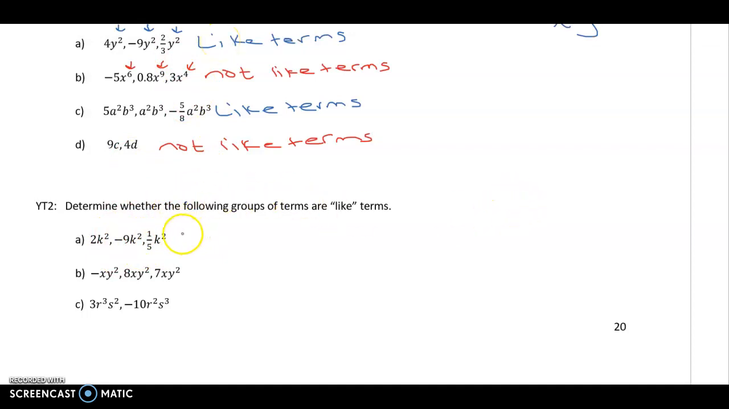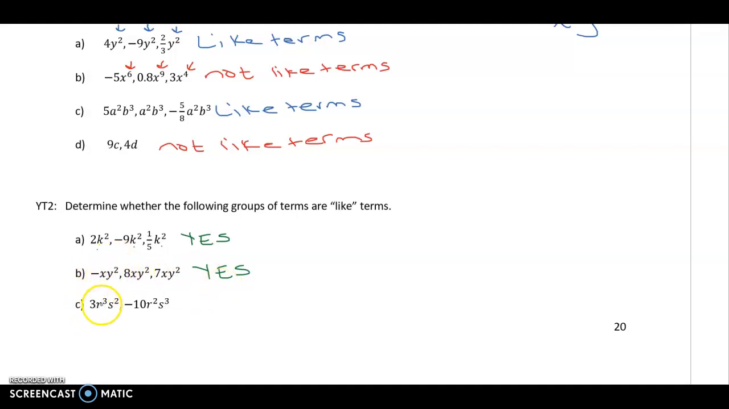So for part A, the answer is yes. They are all k squared. On part B, we have xy squared, xy squared, xy squared. That's also a yes. Remember, it doesn't matter if the number in front is positive or negative. The coefficient doesn't matter. We're just looking at the variables.